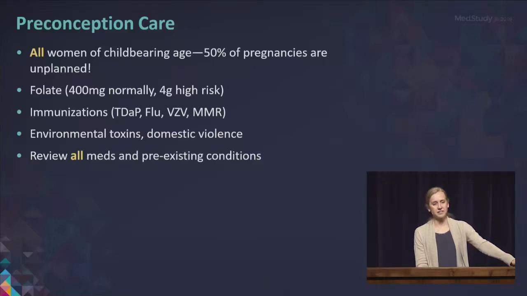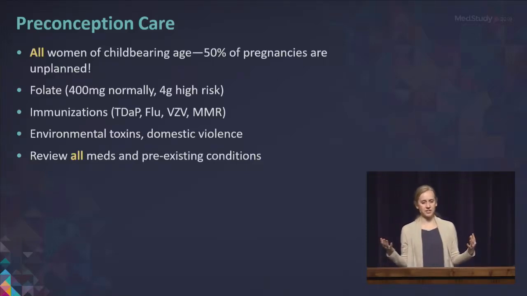Preconception care. So this is what I was talking about before. So anyone of childbearing age, anytime we're starting a medicine on them, we need to be thinking about the fact that they could be getting pregnant on it. For that reason, all patients need to be on folic acid, especially need to be thoughtful of which patients need 4 grams of folate a day.